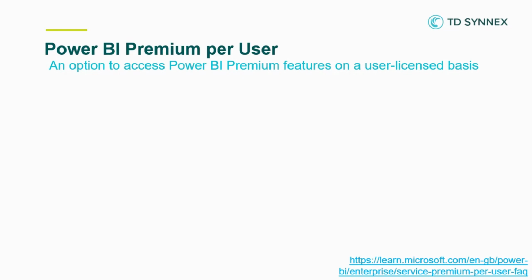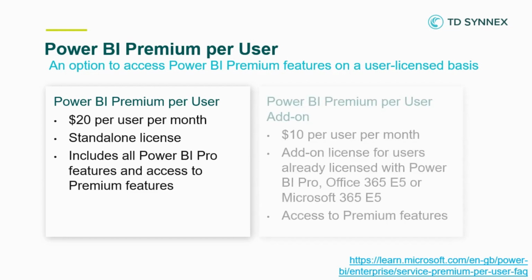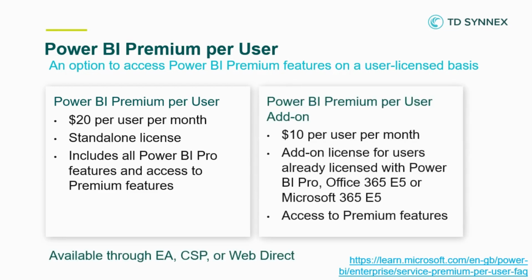Well, there is also another option for licensing Power BI Premium, which is the Power BI Premium per user licensing option. This is an option that's licensed on a user basis as opposed to on a capacity basis. And here, for every user who is accessing the Power BI Premium per user features, you can purchase either the standalone Power BI Premium per user license, which includes Power BI Pro plus access to the premium features, or if you already have Power BI Pro licenses, can be purchased as an add-on to that license to give access to the premium features.